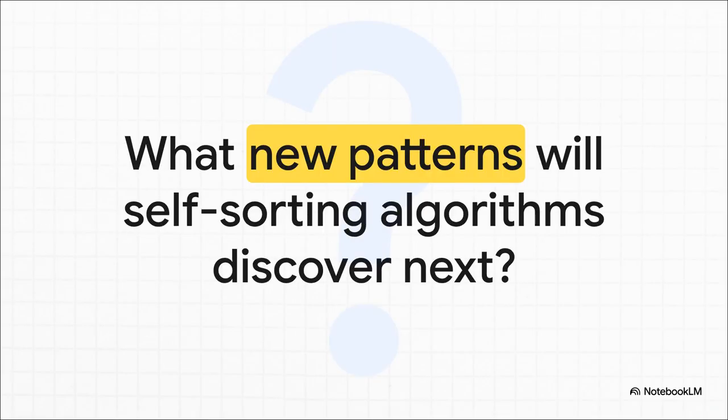But hey, even with those quirks, unsupervised learning is a total cornerstone of modern data science. It lets us find order in chaos. And as we generate more and more data every single day, the real question isn't just what we can do with it, but what incredible new patterns these self-sorting algorithms are going to help us discover next.